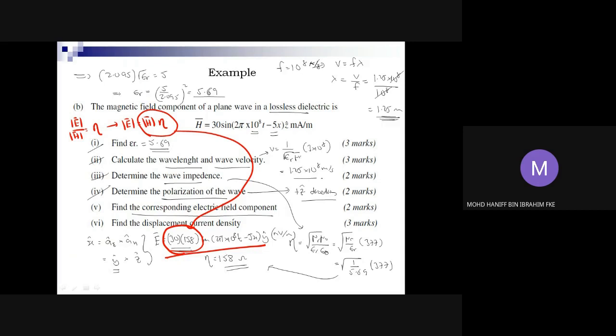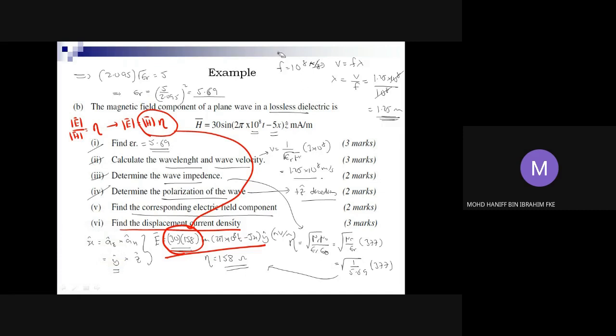Okay, any question for this? Okay, hopefully it's clear, yeah? And finally, we need to find the displacement current density. This is also quite straightforward, which is to find the JD.